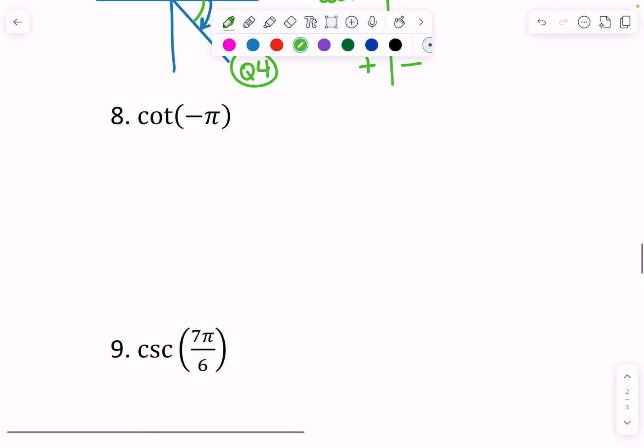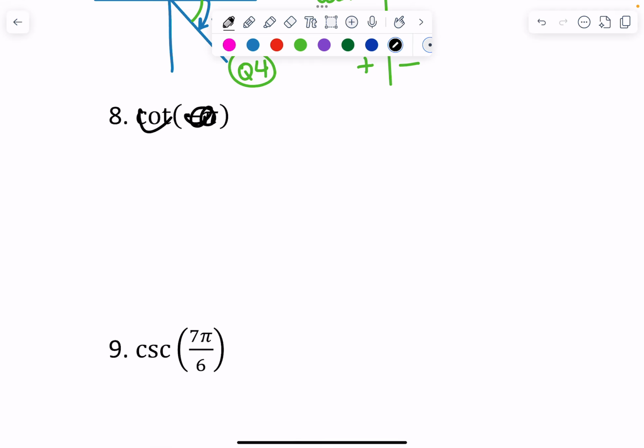All right. The next one here, I have a cotangent of a negative pi, and actually I changed this one. So I forgot to change it on my thing. Let's change this out. Let's try cotangent of negative pi over 2. I'll explain why in just a minute. We can talk about the negative pi in just a second if you want to.